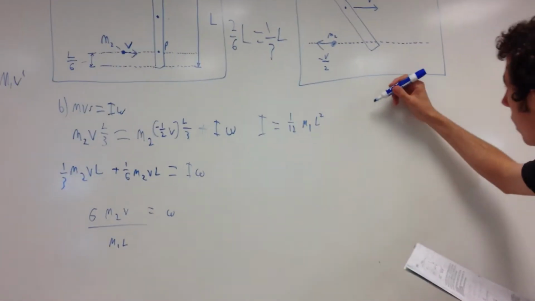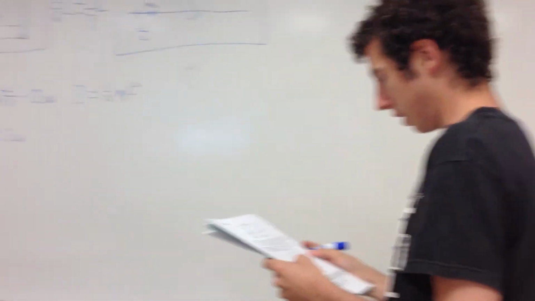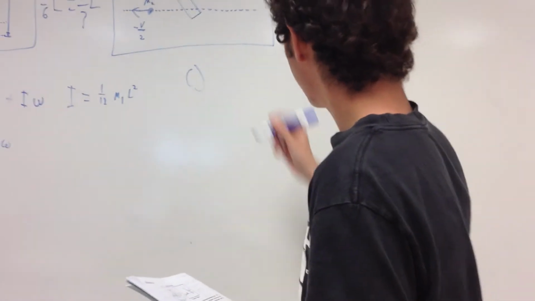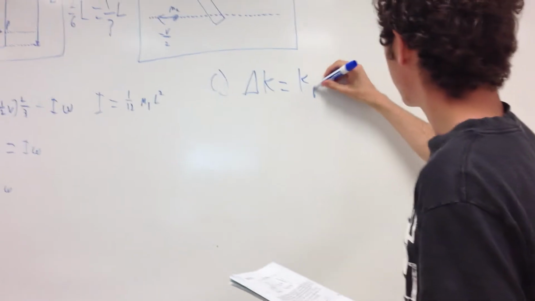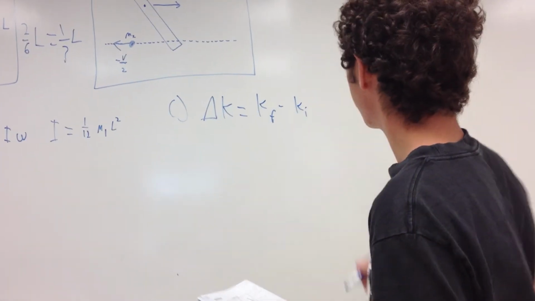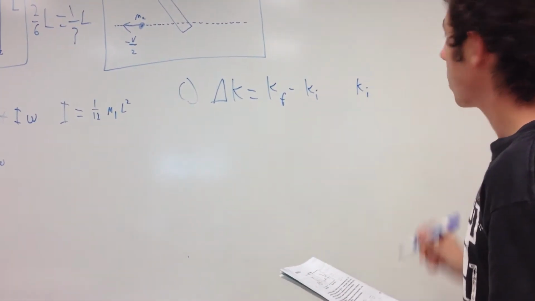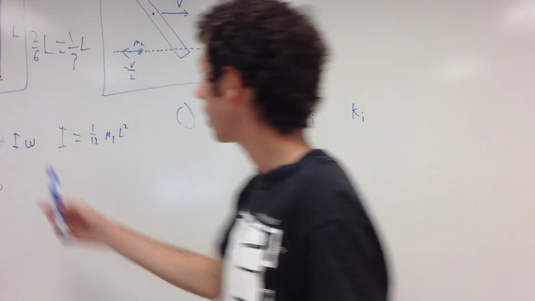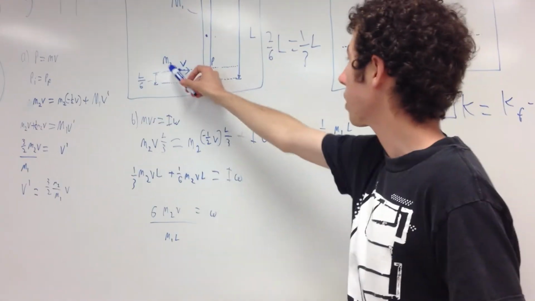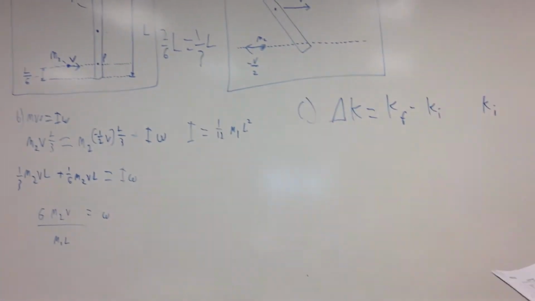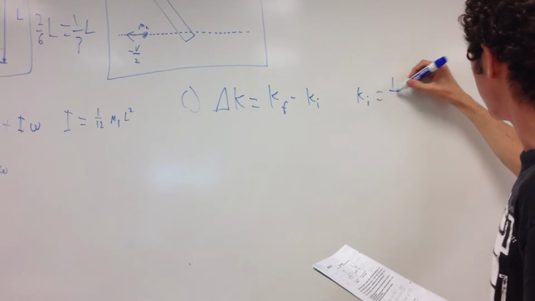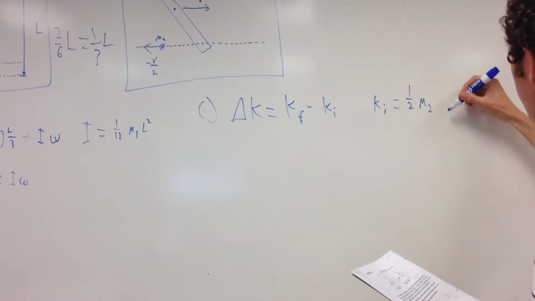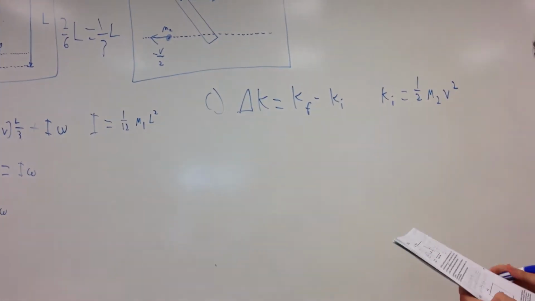Moving on to the last one, which is C. Determine the change in kinetic energy of the system resulting from the collision. So change in kinetic energy is equivalent to K final minus K initial. So the kinetic energy of the system initially is just going to be the kinetic energy of m2 because it's the only one moving. So it's going to be 1/2 m2 v squared.